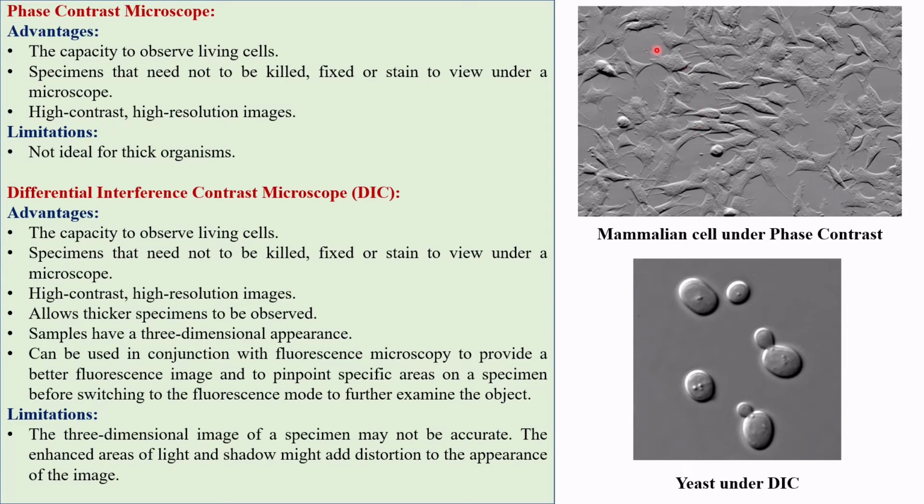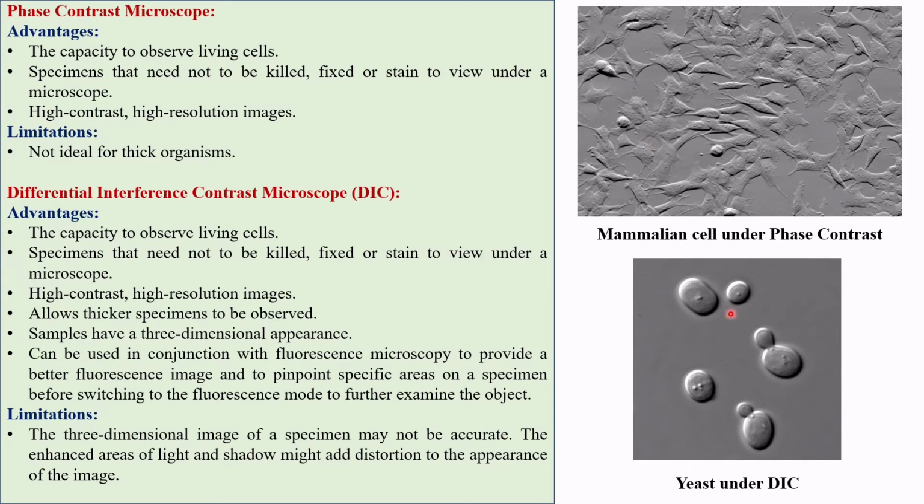Now, we will look at the advantages and disadvantages. Let's proceed one by one. The advantages of using phase contrast microscope are its capacity to observe living cells, specimens that need not be killed, fixed or stained to view under a microscope, and high contrast, high resolution images. The major limitation of phase contrast microscope is that it is not ideal for thick organisms.